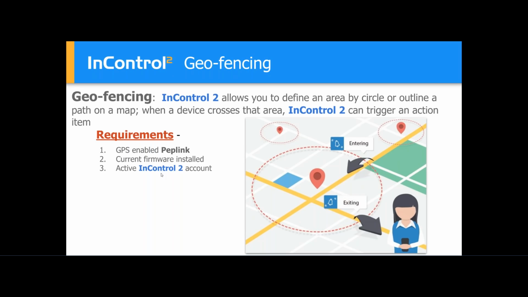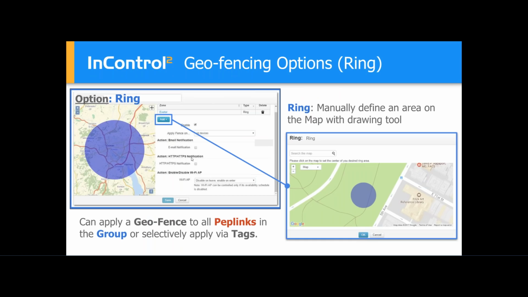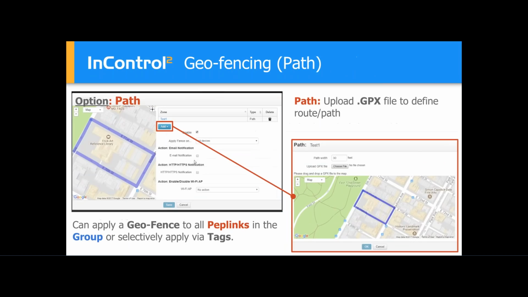Now, you do have to have a GPS-enabled Peplink device in place or Max mobile gear. You do got to be up to date on firmware. And you do have to have an active IC2 account, of course, to make it all work. So you set this up again under the group level settings, geofencing, and then you define the area that you're looking for, whether again by ring or by the path.